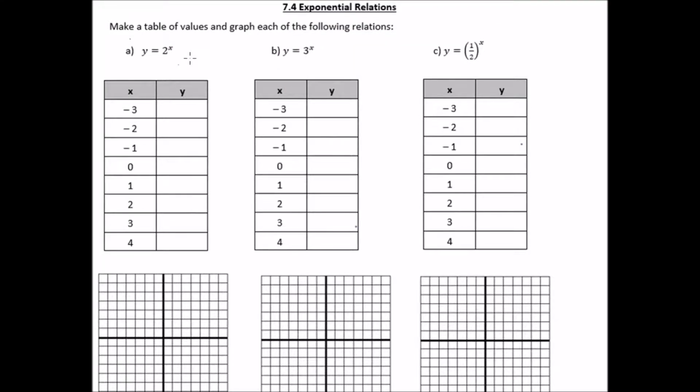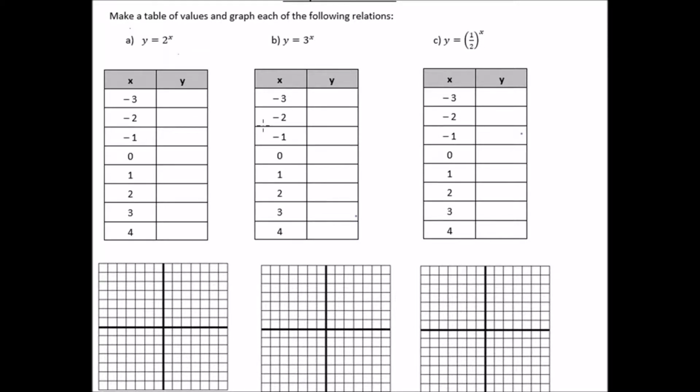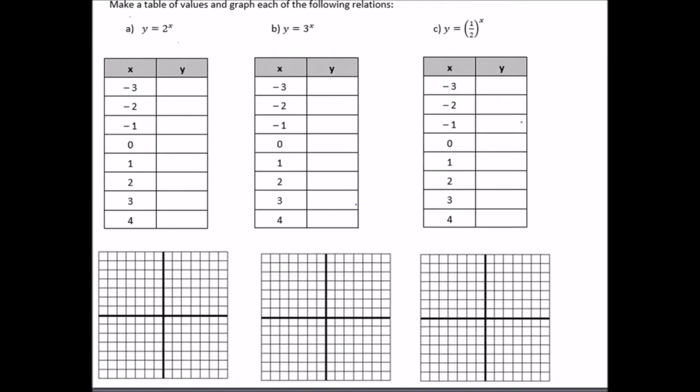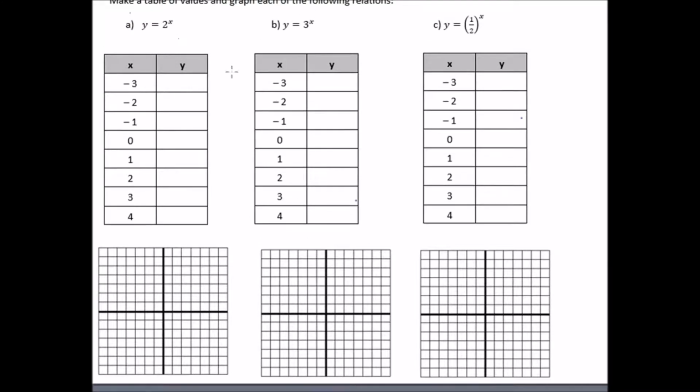So 7.4 touches on exponential relations. First, we're going to make a table of values for each of the following relations. Now we can see the whole board. Okay, so we have y equals 2 to the x, y equals 3 to the x, and y equals 1/2 to the x.